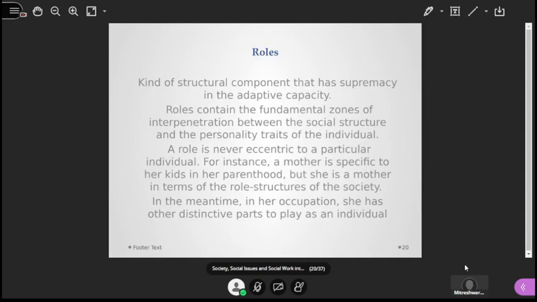Roles, so kind of structural components that have supremacy in the adaptive capacity. Roles contain the fundamental zones of interpenetration between the social structure and the personality traits of the individual. A role is never centric to a particular individual. For instance, a mother is specific to her kids in her parenthood, but she's a mother in terms of the role structures of the society. In the meantime, in her occupation, she has other distinctive parts to play as an individual.